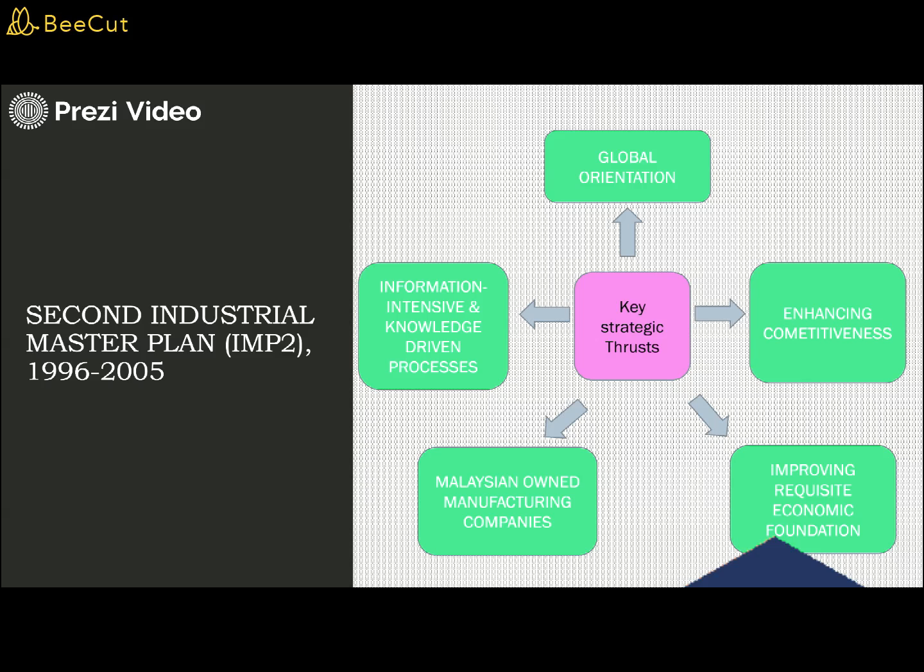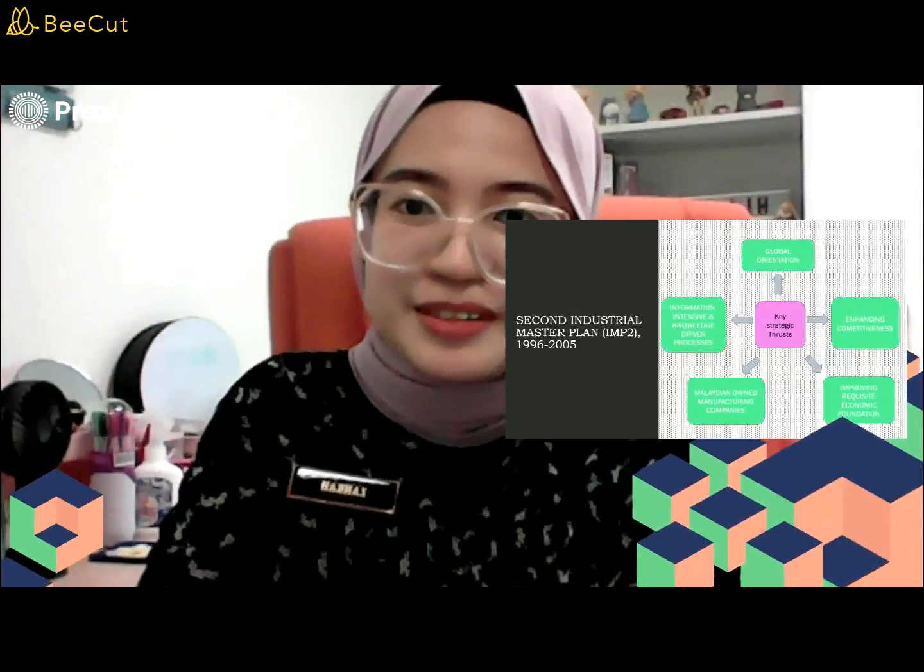The third thrust would be improving the requisite economic foundation. And then the fourth one would be Malaysian-owned manufacturing companies. This thrust stems from the fact that many manufacturing outputs in Malaysia are produced by foreign-owned firms. Companies such as Western Digital, Toyota, Texas Instruments, and GlaxoSmithKline, GSK, I think most of you have heard of this company. They are among the foreign manufacturers with significant presence in Malaysia. And then the last one would be the information intensive and knowledge driven processes.